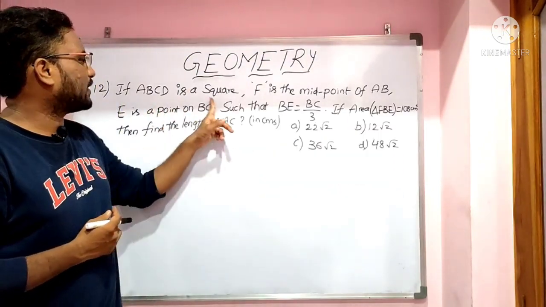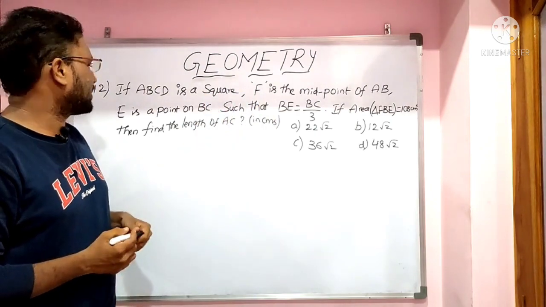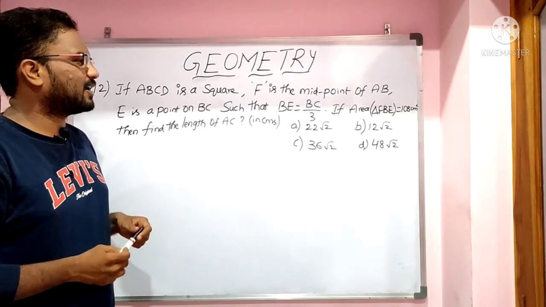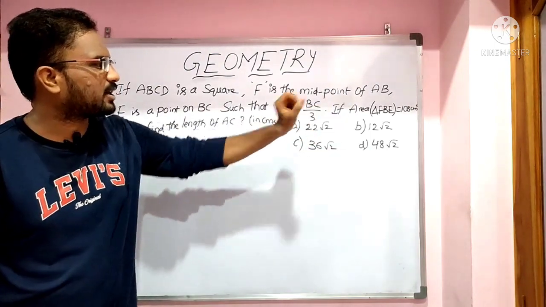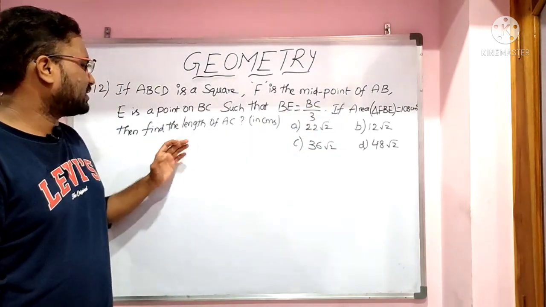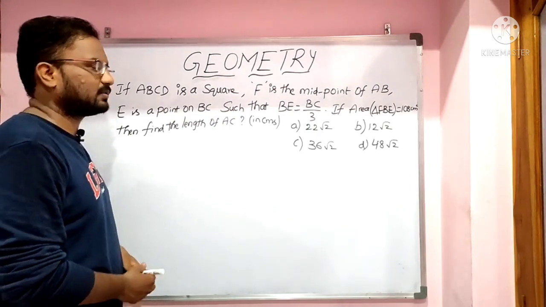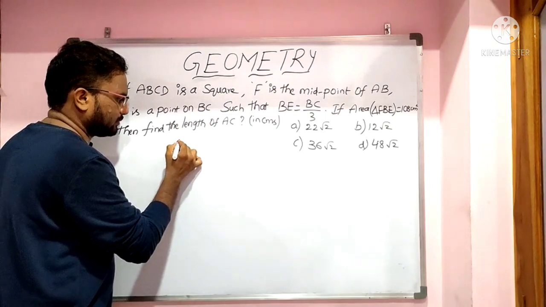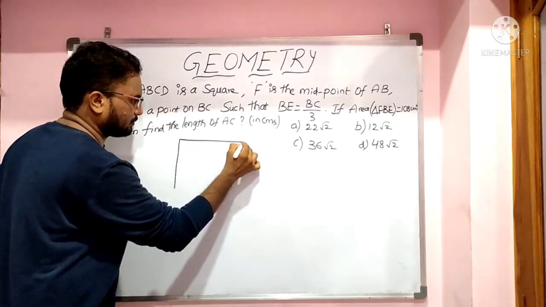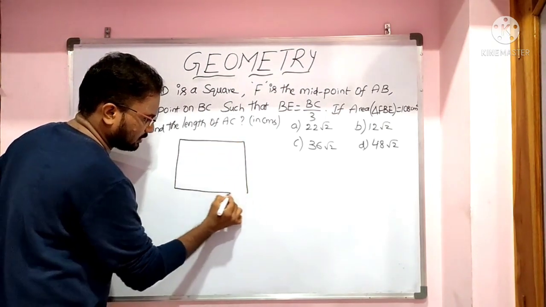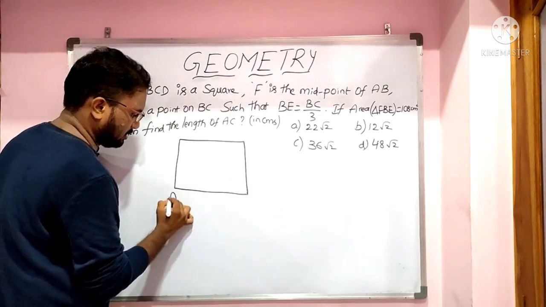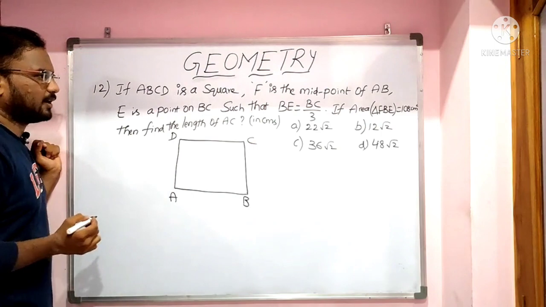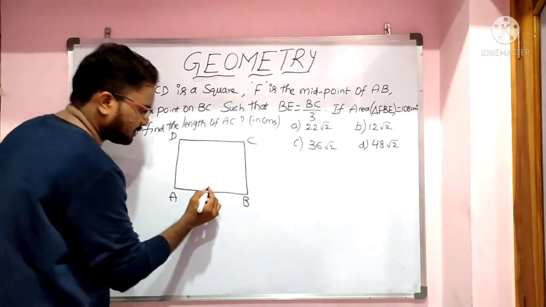If ABCD is a square, F is the midpoint of AB, E is a point on BC such that BE equals BC by 3, and the area of triangle FBE is 108 square centimeters, then find the length of AC. First of all, let's draw the figure. This is a square ABCD. F is the midpoint of AB.